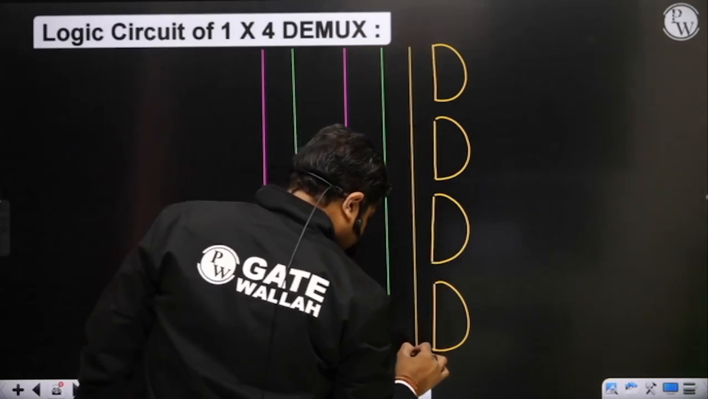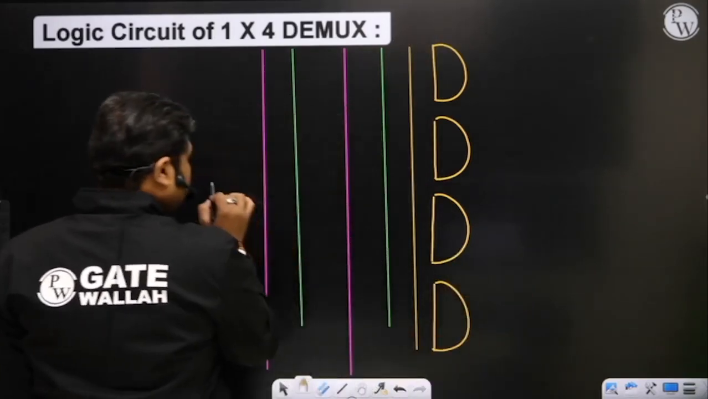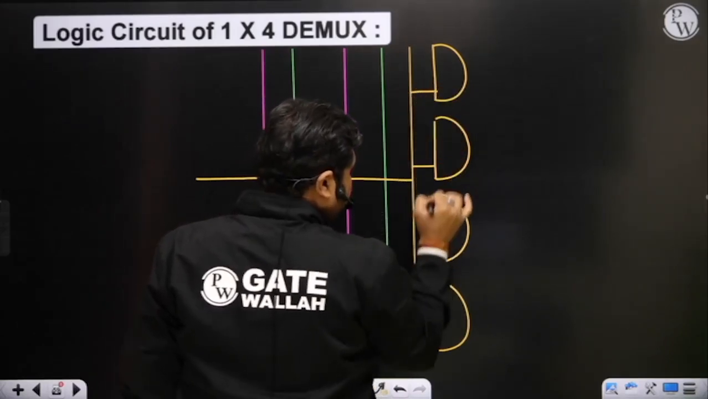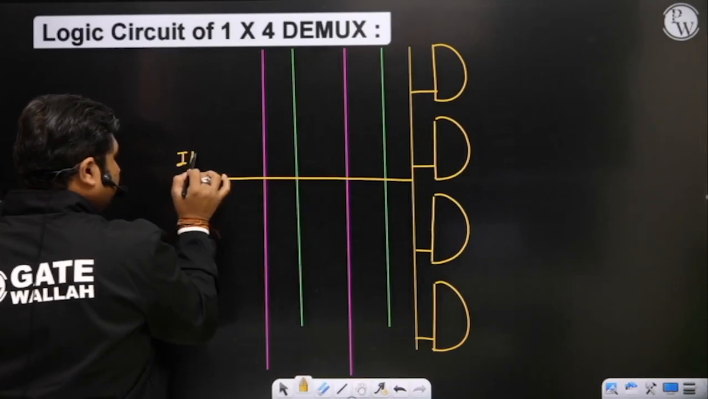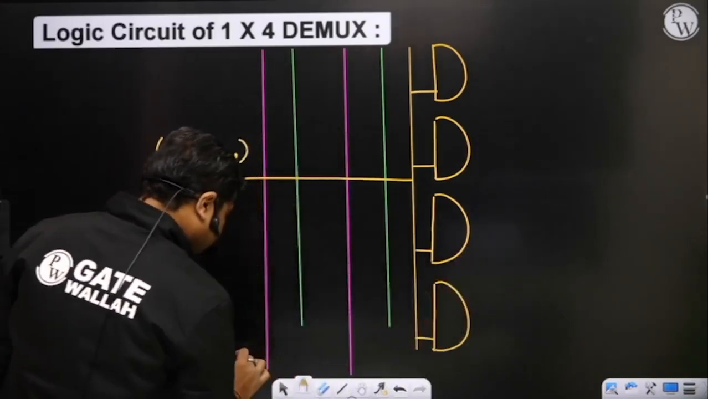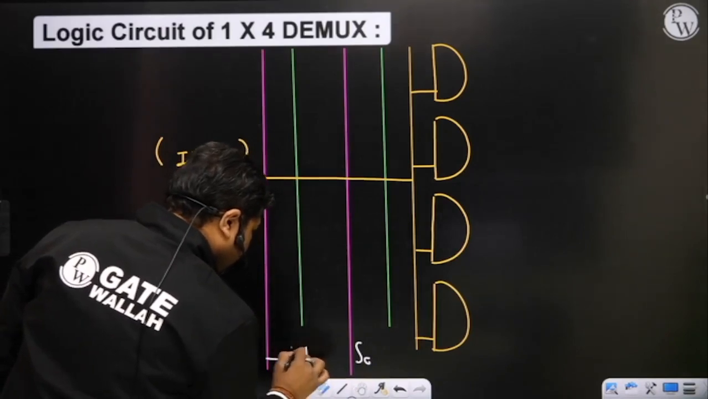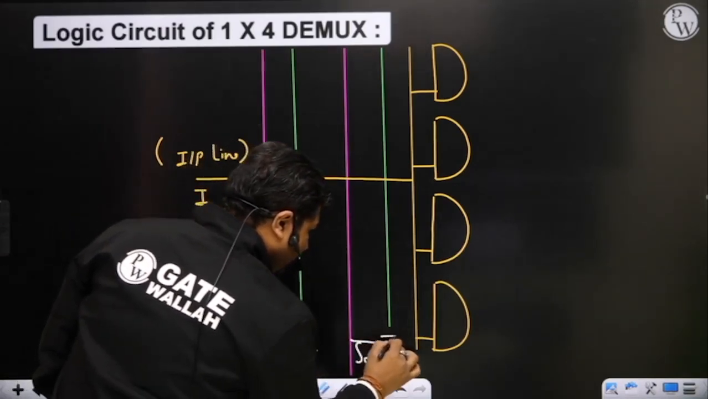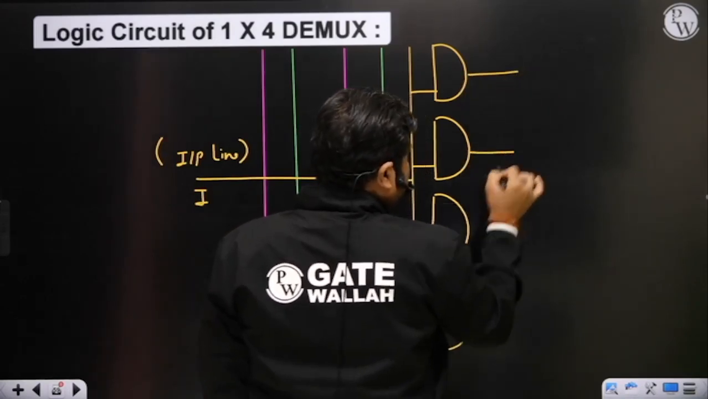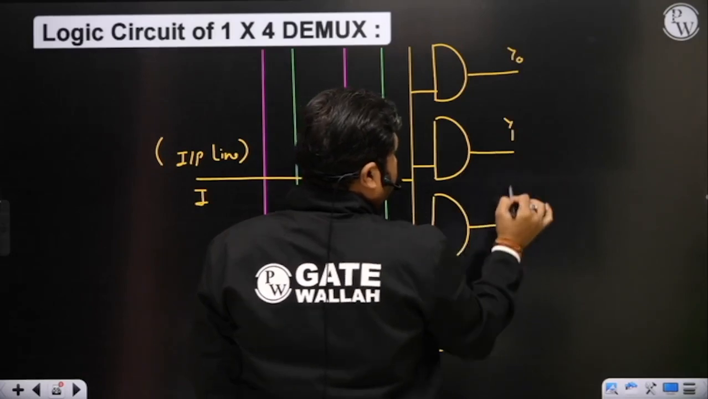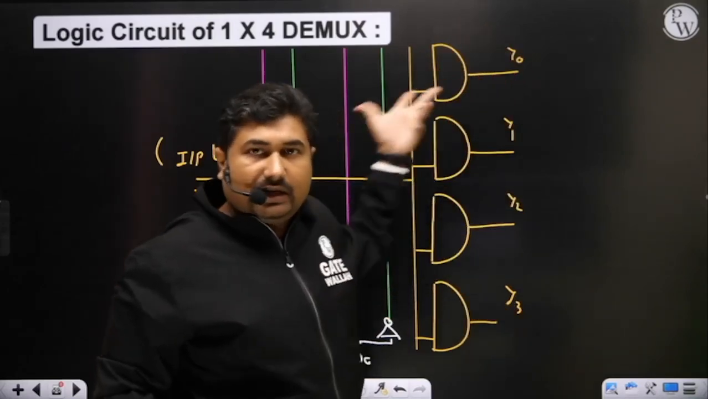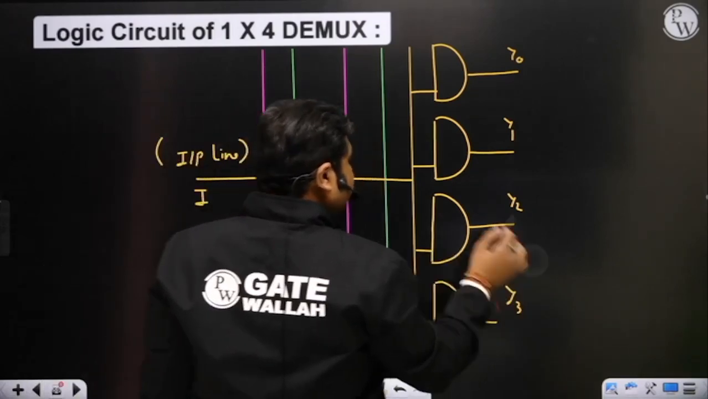Okay, this is the input line, which is connected with each of the AND gates. This is your input line I. Yes, sir. Now we have the select lines S1, S0. S1 complement can be represented in this way. S0 complement can be represented in this way. Now, if I represent in the standard way Y0, Y1, Y2, Y3, then accordingly I need to connect, as per the conventional representation.